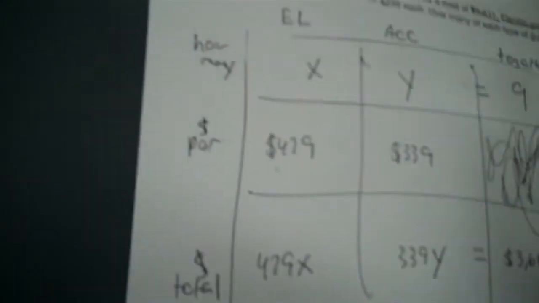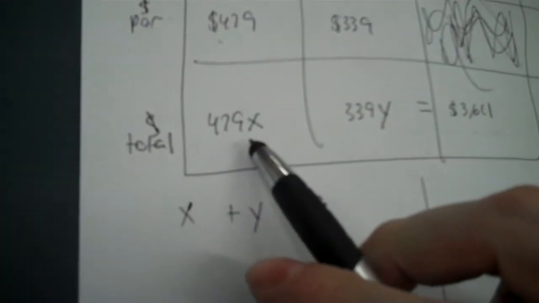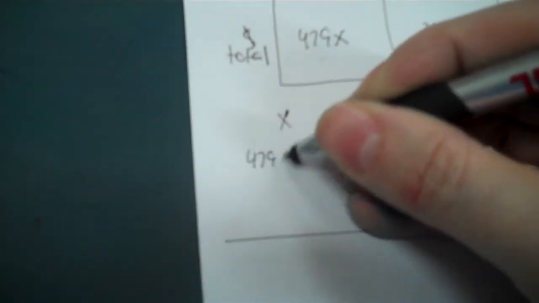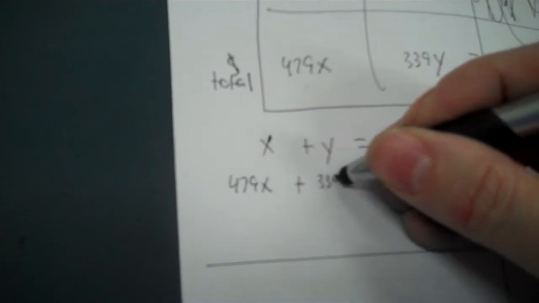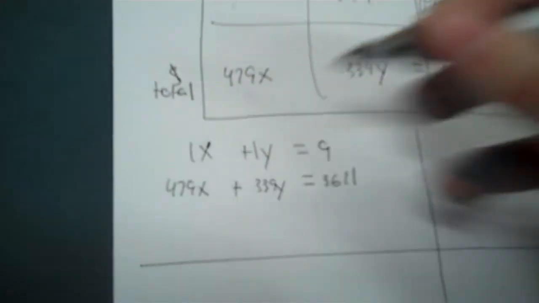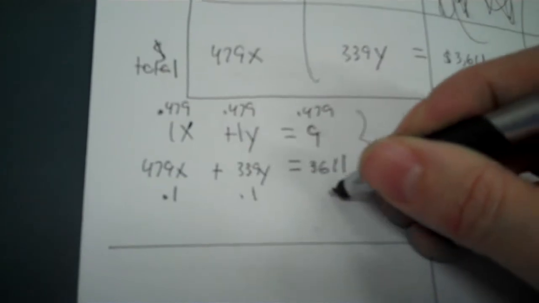All right, so we have 2 equations. It's a system. Okay. So we write out our 2 equations. We have X plus Y equals 9. On the bottom, we have 479X plus 339Y equals 3611. And now we solve the system by elimination, okay? You can't add them here. That's not going to do any good. So you have a 479 here. You got a 1 here.